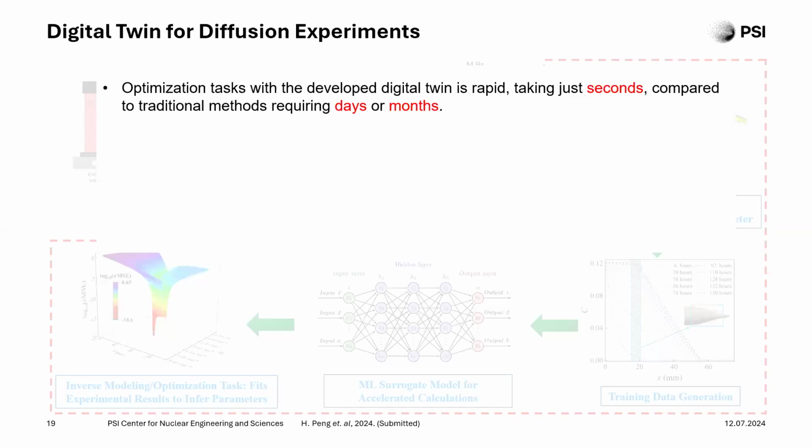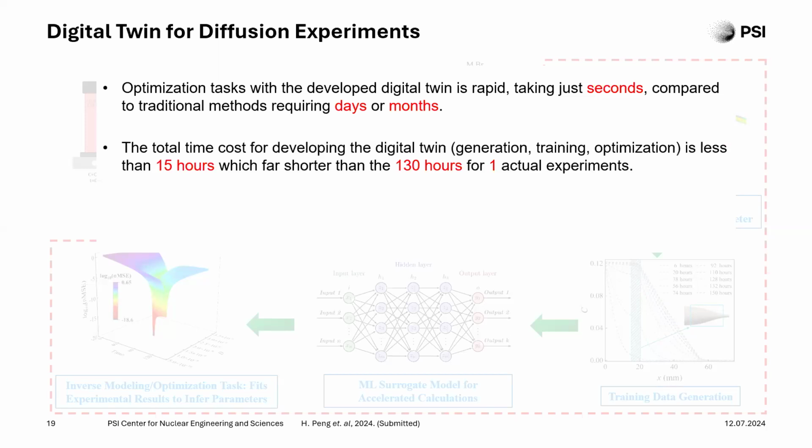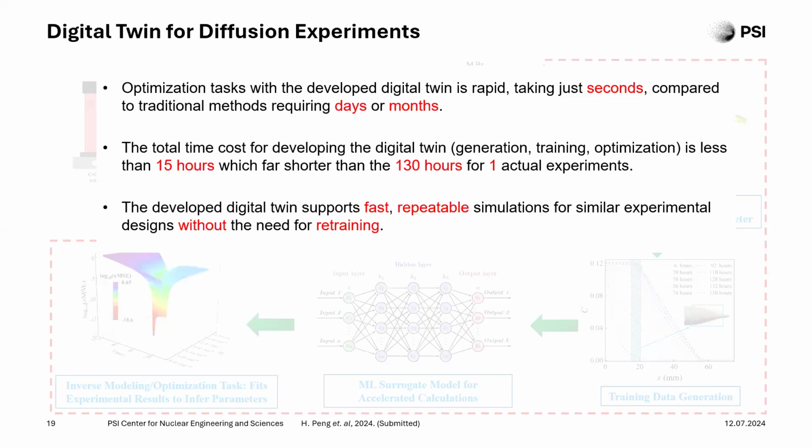And if we directly couple the LB method with the optimization methods without the usage of machine learning, it may take days or even months to complete. The total time cost for developing such a digital twin, including dataset generation, the training process and the optimization process, is less than 15 hours, which is far shorter than the 130 hours to perform one actual experiment. And the developed digital twin supports fast and repeatable simulation for similar experimental designs without the need for retraining.